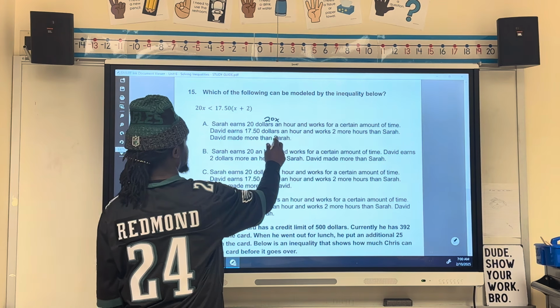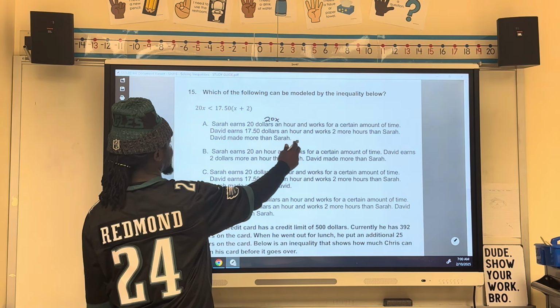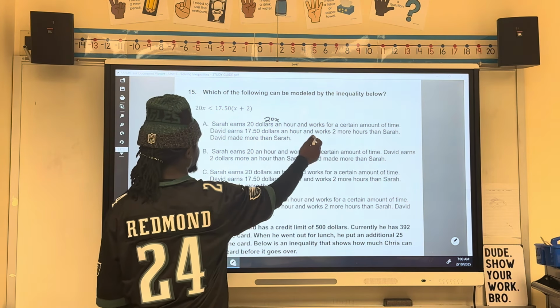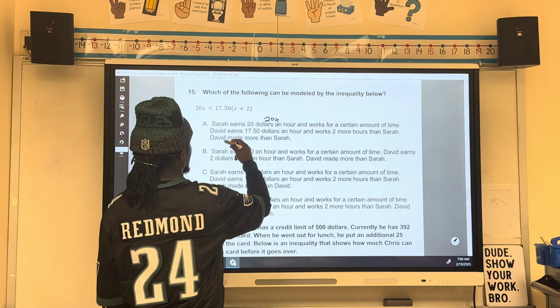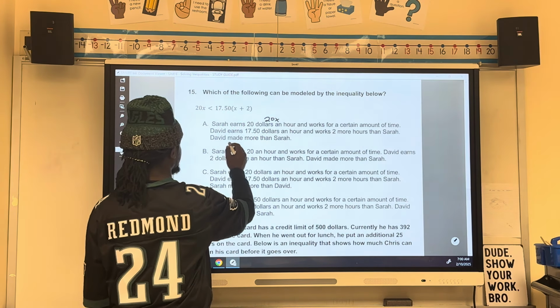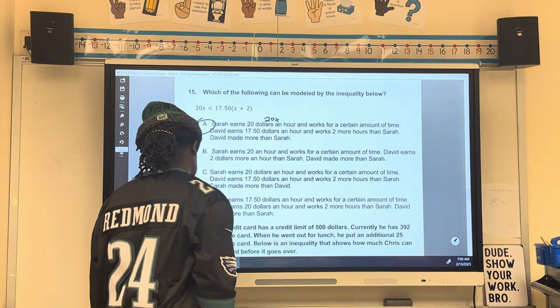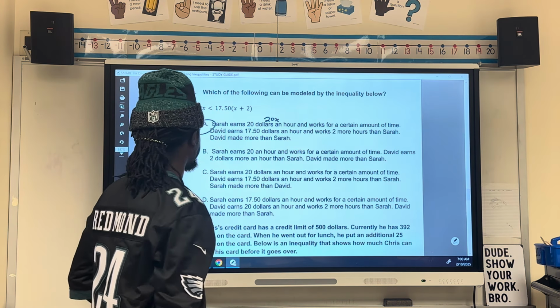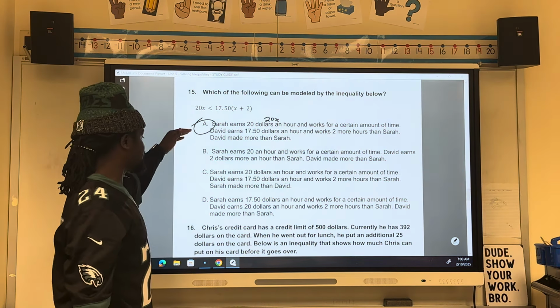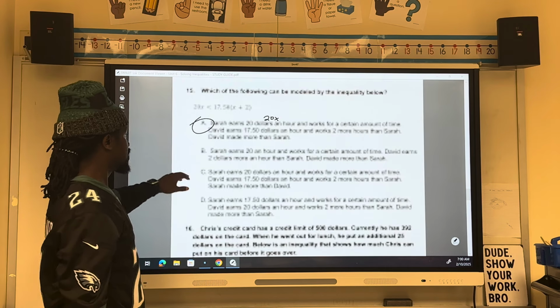David earns 17 for an hour, but he also works 2 more, so x plus 2. And David made more, so his is greater. So A is actually the correct answer there. All right. Again, if you just break the other ones down, all right.